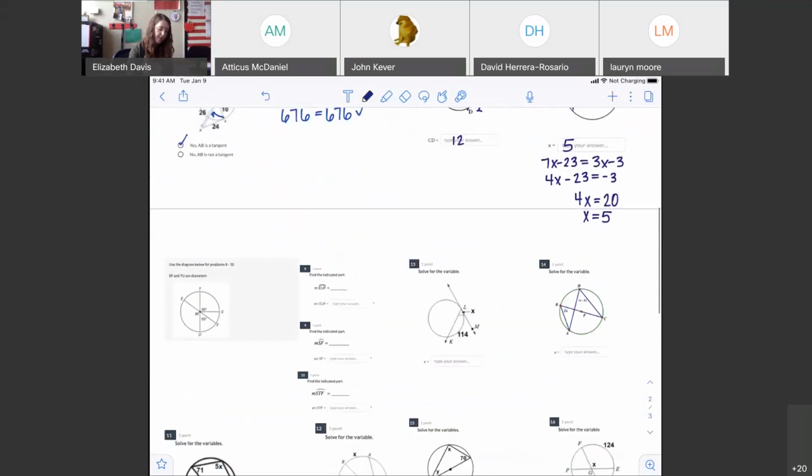I would love for you to go through and find all of the arcs in that circle for 8 through 10. I'll give you about 45 seconds to figure out all those arcs in that circle on 8 through 10.